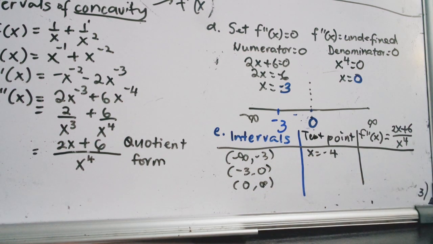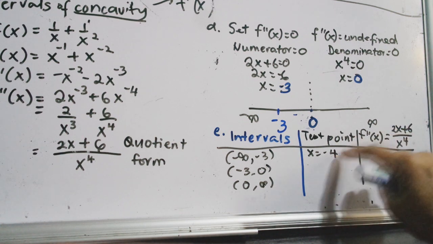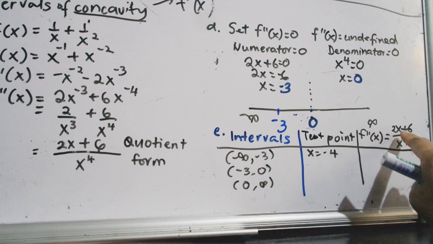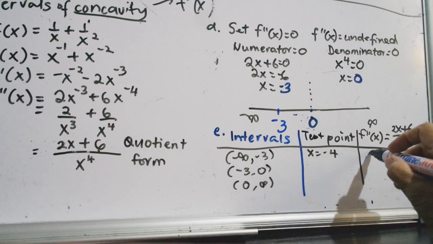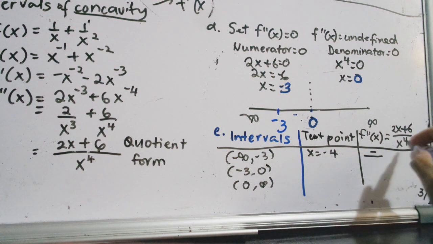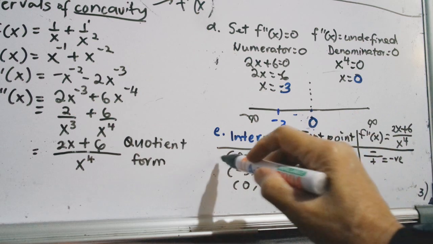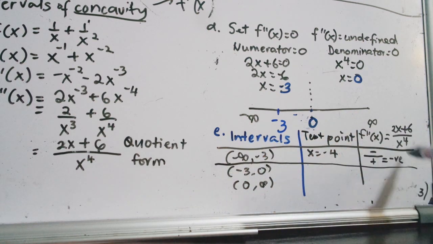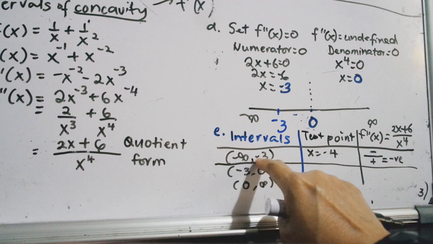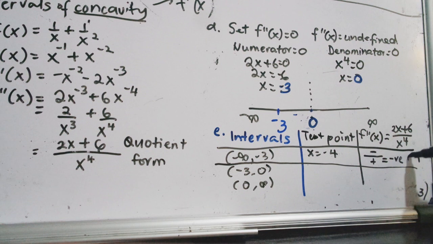And you put minus 4 inside the double prime. 2 times minus 4 is minus 8. Minus 8 plus 6 is minus 2, and minus 2 is negative. Minus 4 to the 4th power, even power, is positive. So minus over plus is minus, negative. So what does this tell us about the concavity? We know that from minus infinity to minus 3, the function is concave downwards, because we have a minus sign.